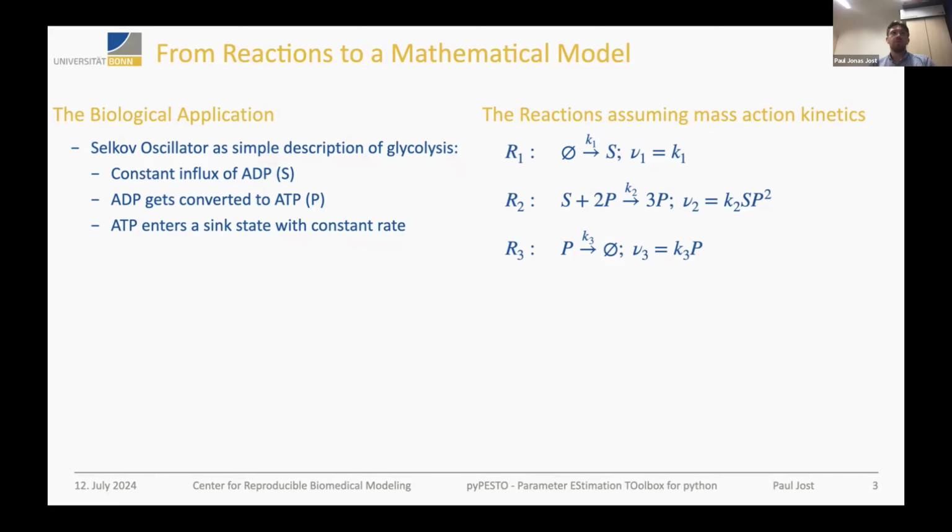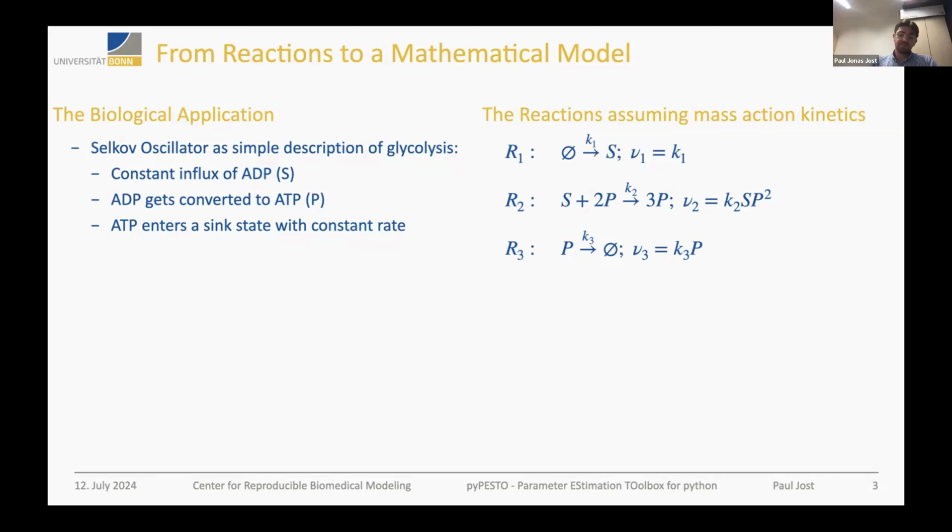The second one is a bit more involved, and where the mass action comes into play, basically says one substrate reacts with two products to three products, basically converting the substrate to the product. And mass action assumes that the more of a concentration of the reactants is there, the more often a reaction happens. So the reaction flux will be some constant, we don't know this yet, K2, times the concentration of S and P squared. The third one, again, we enter a sink state, so P goes to nothing. And the more P there is, the more it enters the sink state, so it's K3 times P.